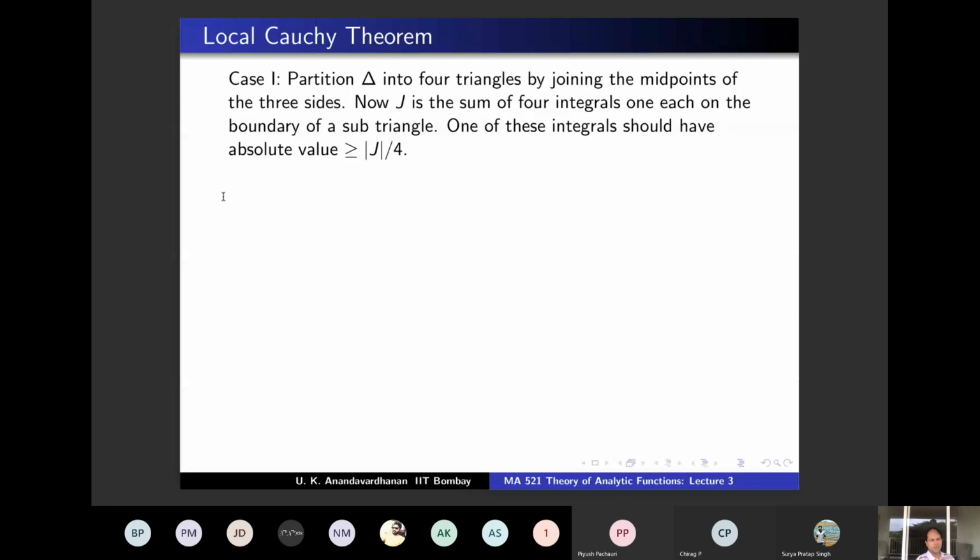Next claim is one of these integrals. So now you have 4 integrals. J is the sum of 4 integrals. One of these integrals should have absolute value bigger than or equal to mod J by 4. You see this? That's obvious. Why? Because suppose each of these integrals has absolute value strictly less than mod J by 4, then the original integral will have absolute value strictly less than mod J. That is not true. Therefore, at least one of these triangles should have absolute value bigger than or equal to mod J by 4. Choose one such triangle and call it delta 1.